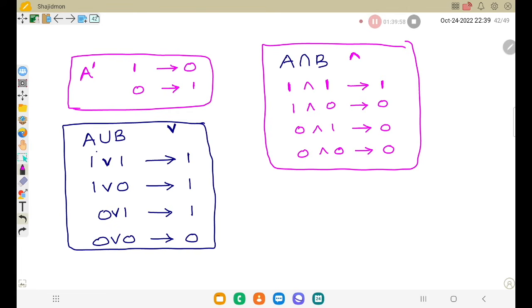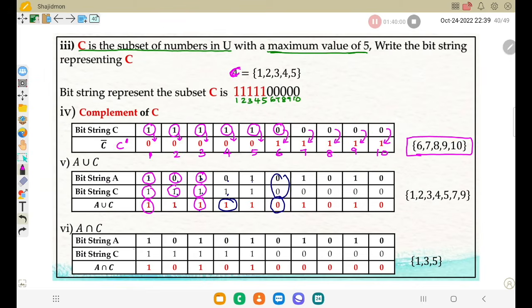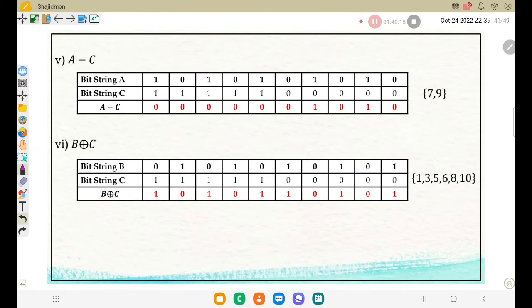Now you can see this table. A intersection C. 1 and 1 means 1. 0 and 1 means 0. 1 and 1 means 1. 0 and 0 means 0. So keep that operation in your mind. Now A minus C. When you are looking at A minus C, the answer is 1 if A has number 1 and the second set has number 0. That means it should be in the first set and should not be in the second set. That is the meaning.